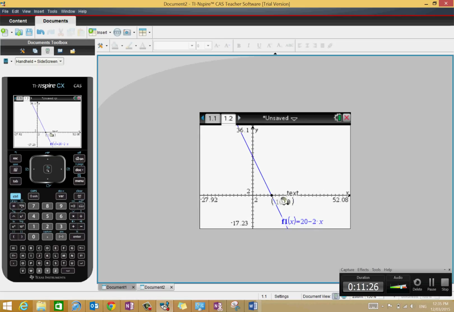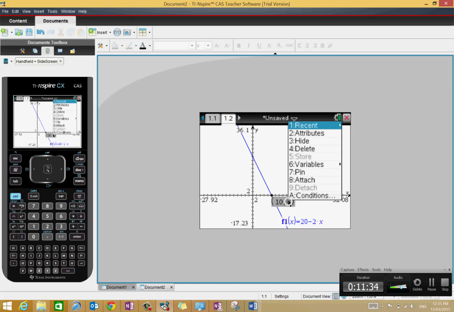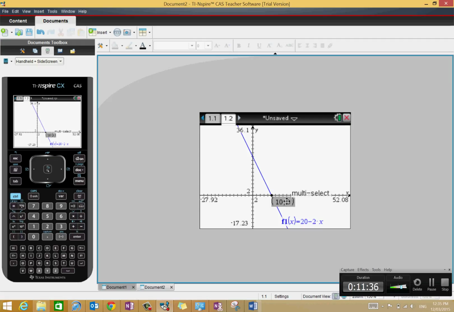Look at this, I get this hand and I drag it along. I don't know why it isn't working. Oh, there we go. What's the x-intercept? 10, 0.